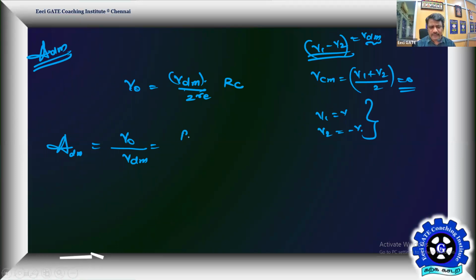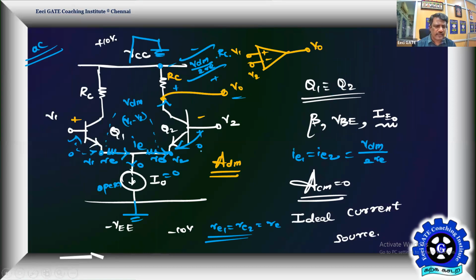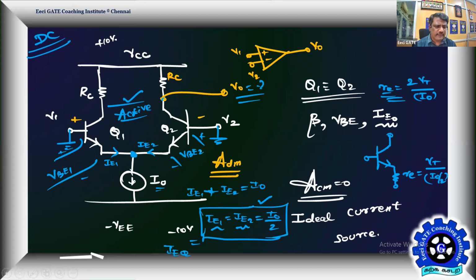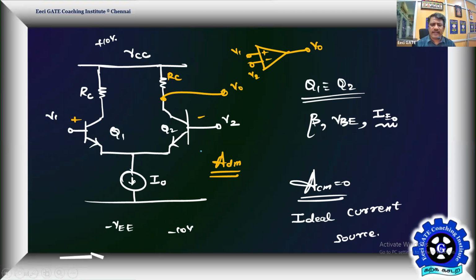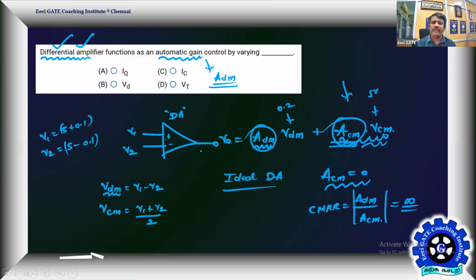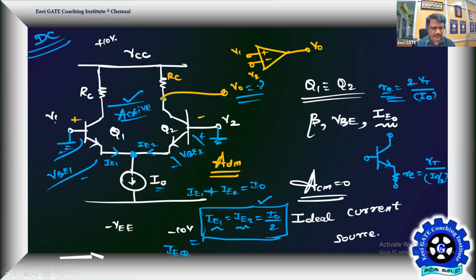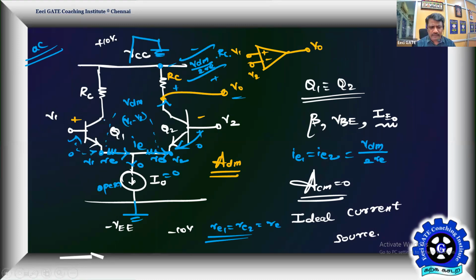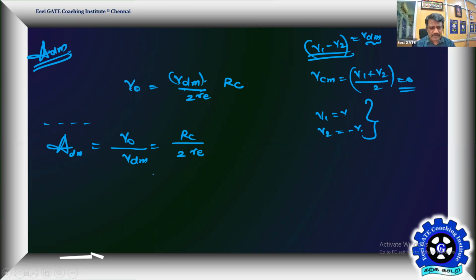So the gain is going to become RC by 2 times small re. Read the statement once again. What is he talking about? The differential amplifier functions as an automatic gain control by varying what? Where do you need to begin the problem ideally? The problem should begin ideally here. If you know everything, you have to begin the problem here. Okay, now let us begin the problem.